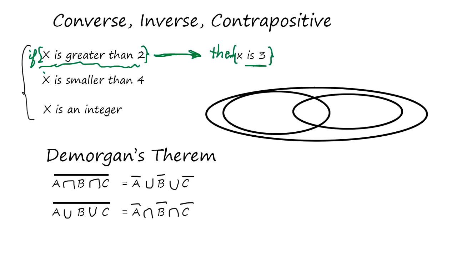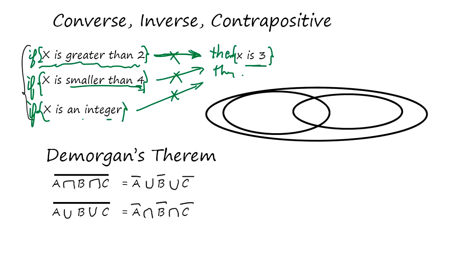We have another necessary condition here. If x is smaller than 4, we cannot say then x is 3. That's not correct. But x has to be smaller than 4 because x is 3, right? Another necessary condition: if x is an integer, we cannot say x is 3. There are many integers. So those are necessary conditions. No matter how many necessary conditions you bring up, it doesn't prove x is 3.